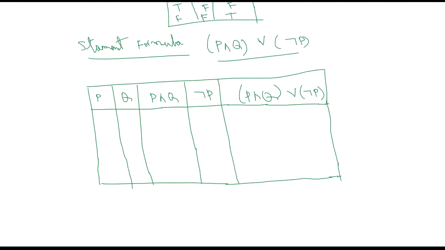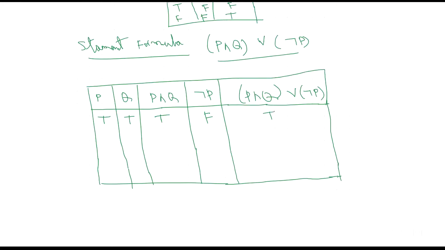Suppose P is true, and Q is true. Then P and Q is also true. But negation P, since P is true, is false. So P and Q, negation P: false.